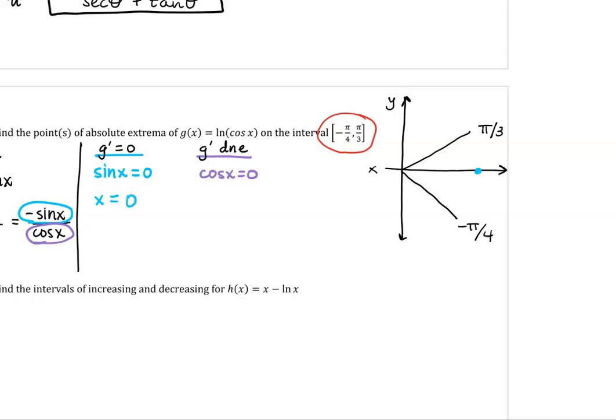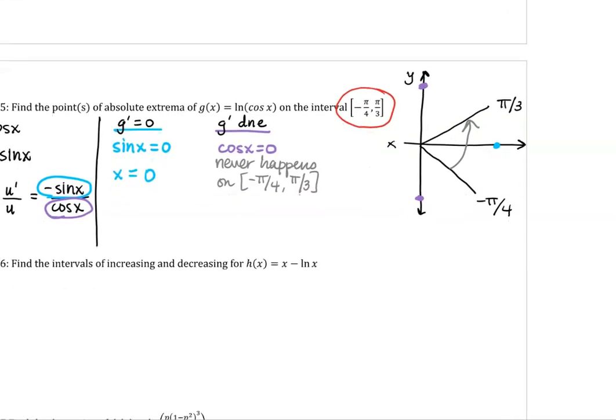And where would cosine x equal 0? Cosine x equal to 0 is not going to happen on this interval because cosine is only equal to 0 at the top of the y-axis and the bottom of the y-axis. But we're only working between negative pi over 4 and a positive pi over 3. So cosine x being equal to 0 never happens on the interval negative pi over 4 to a positive pi over 3. So we only have one critical value, and it is x equal to 0.